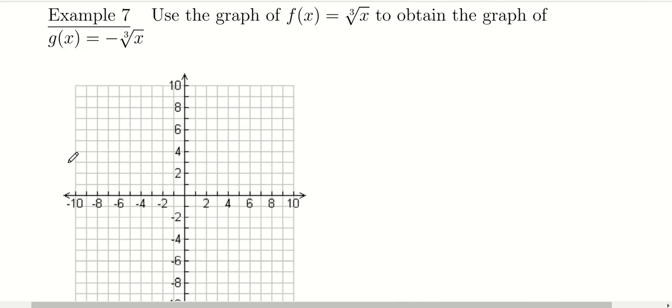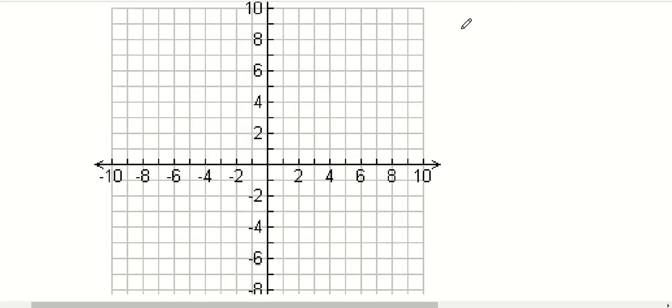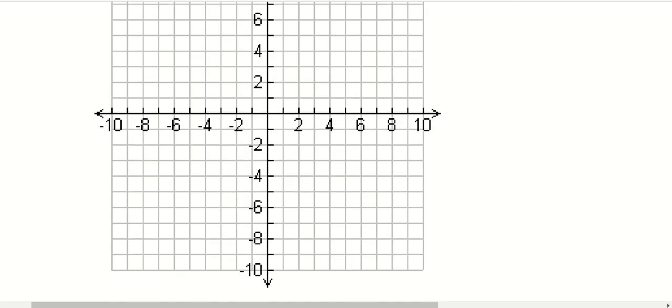Let's take a look at example 7. Use the graph of f of x equals the cube root of x to obtain the graph of the negative cube root of x. Let's go ahead and do this one. For the cube root of x, this isn't one we've done too frequently yet. Some of the key points on the cube root graph are these.